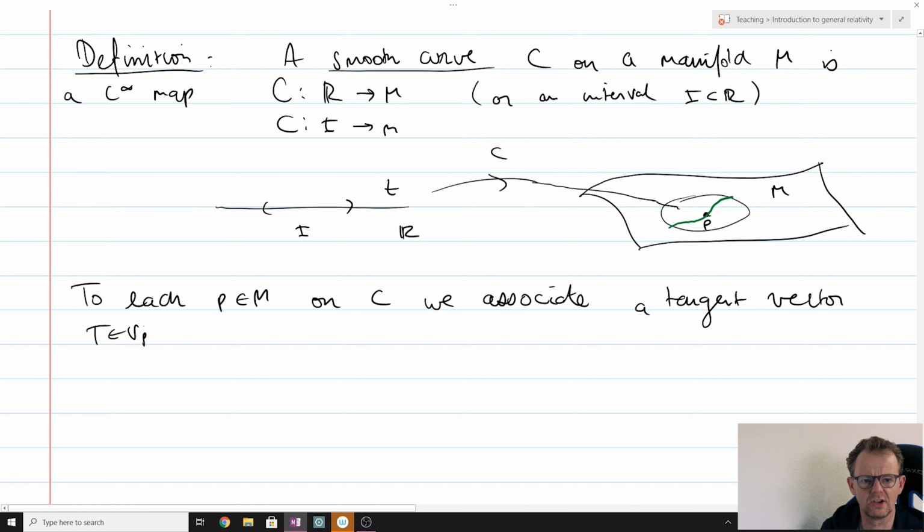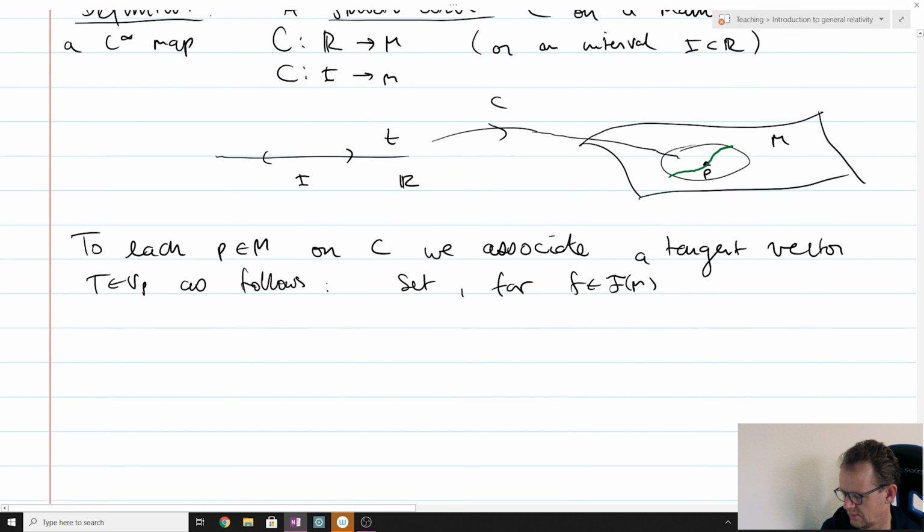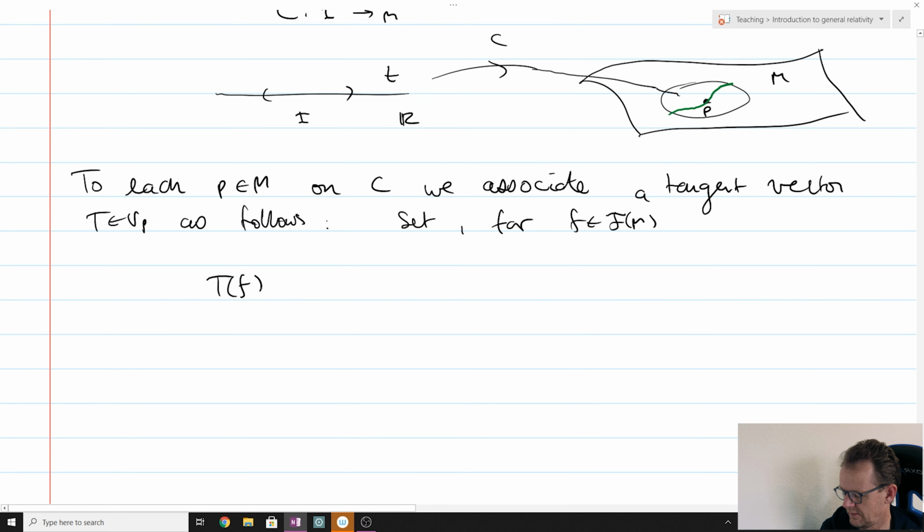So how do you go from having a curve to a tangent vector? Well, this is the way some textbooks present tangent vectors in the first case. For a given smooth function f on M, you set the tangent vector acting on f to be our directional derivative. How do you get it? You differentiate along the curve the function composed with C, and then evaluate it at the point P.